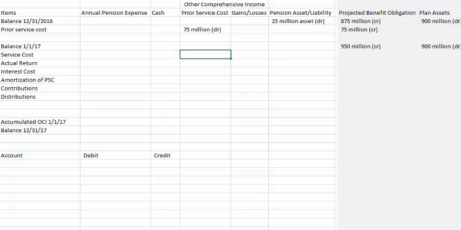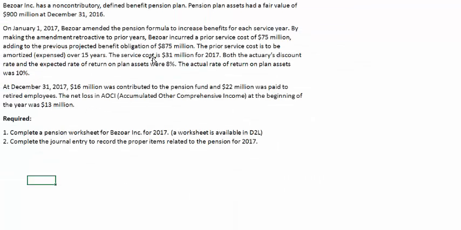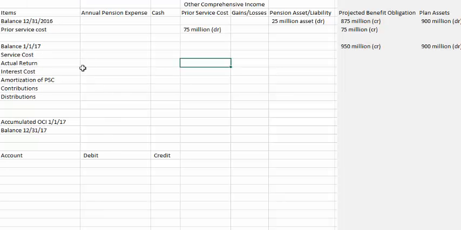Now we're just going to keep going through the problem, identifying the elements of pension expense and pushing them into our pension worksheet. This part's not too hard. We know this prior service cost will be amortized, or expensed, over 15 years using the straight line method. So we take 75 divided by 15, and why don't I deal with that right now? 75 divided by 15, that's the amortization of the prior service cost.